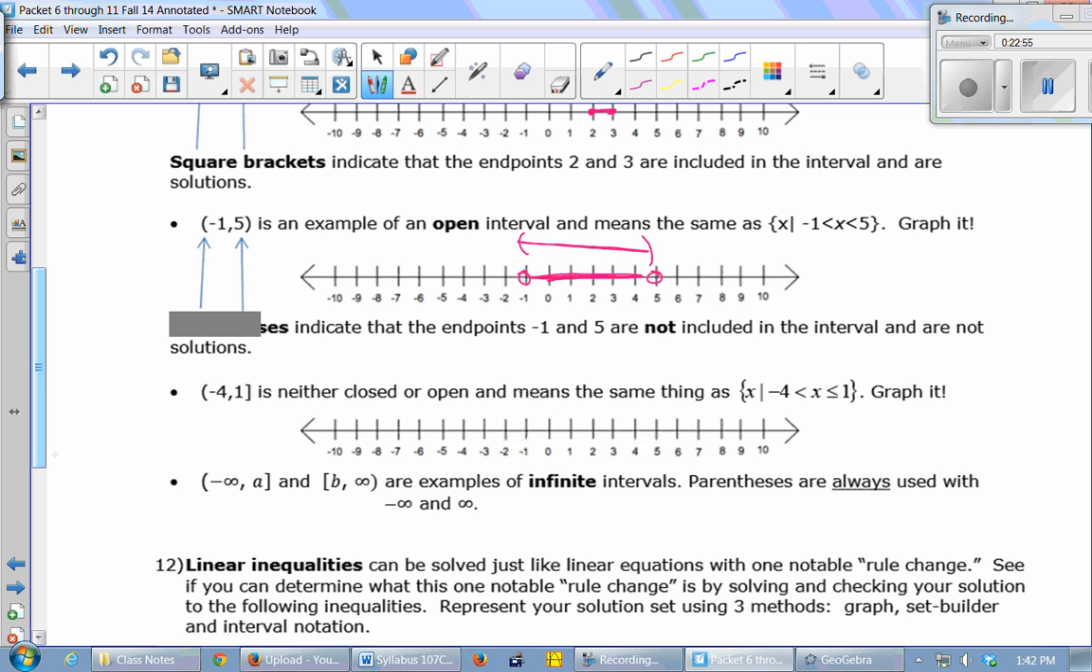Parentheses indicate that the endpoints are not included. You could have one endpoint included and not the other, like -4, 1. We're not including the -4. We are including the 1, and you just shade all the numbers in between. Alternatively, open circle, closed circle, shade.